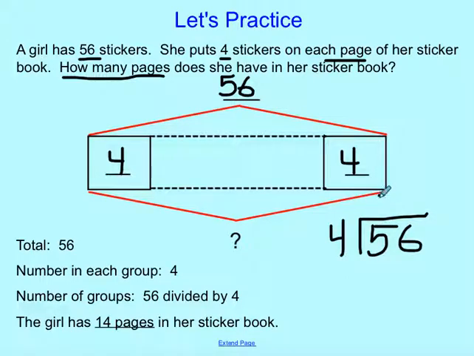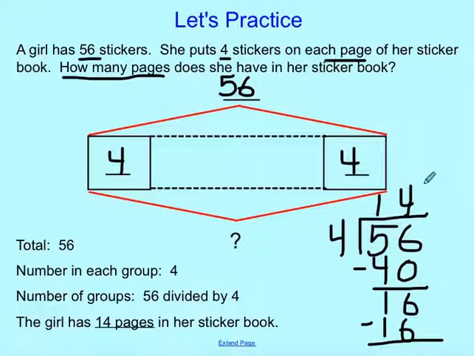5 tens divided by 4 is 1 ten. 10 times 4 equals 40. 56 minus 40 equals 16. 16 divided by 4 equals 4. 4 times 4 is 16. There is no remainder. Now you can see, again, if I was drawing the boxes, I would have had to draw 14 of them. But again, I did not know how many boxes to draw. That is why I drew the dotted lines.